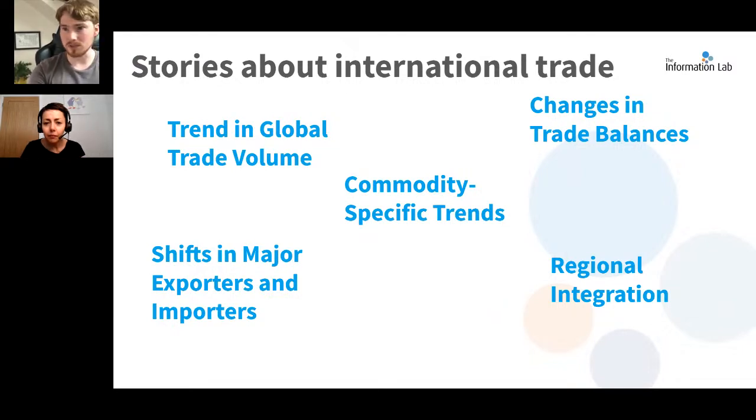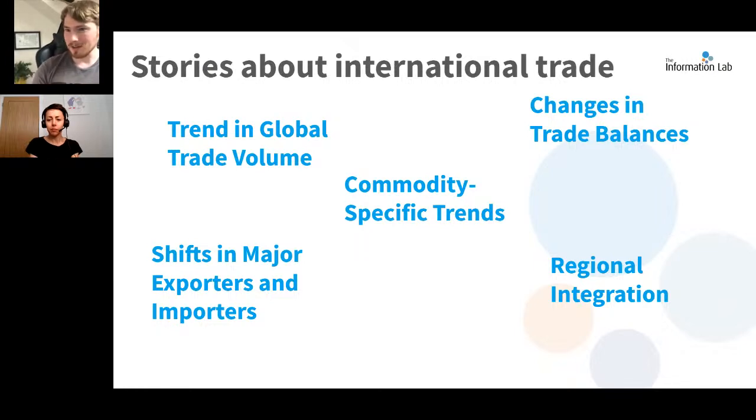Shifts in major exporters, they highlighted the trade wars between China and the US. Also noting some news stories about how China became the world's top trade partner with the US, but now that's fading away. Changes in trade balances, it was talking about, again, that US-China trade war and saying how actually the US trade deficit was at its highest level in 14 years.